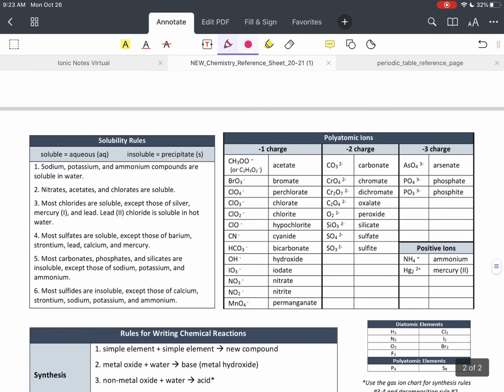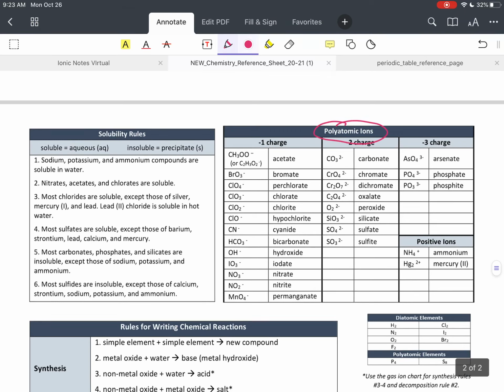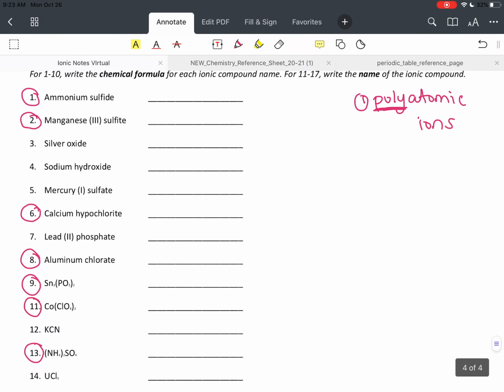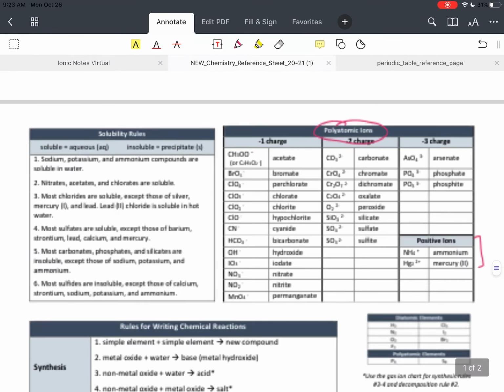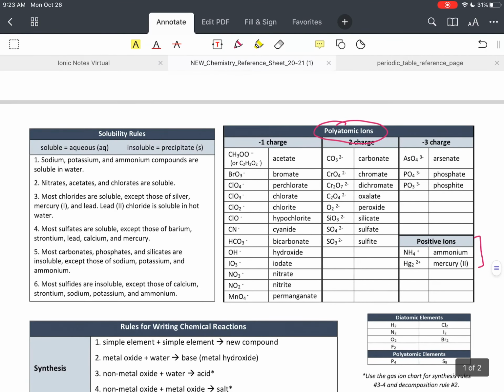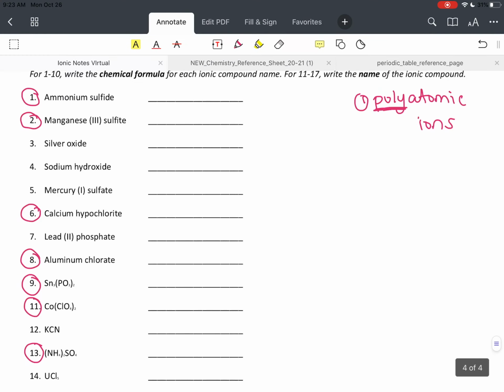So if you scroll down here, here's our list of polyatomic ions. Okay, and it's kind of sorted by their charges. And then we have these positive ions down here. So if I'm looking at these ionic notes, I see this ammonium sulfide. Ammonium does not sound like any element on the periodic table. So I know I probably just need to look here at my reference sheet and I'll see ammonium is right down here in the bottom. So ammonium is NH4 1 plus.